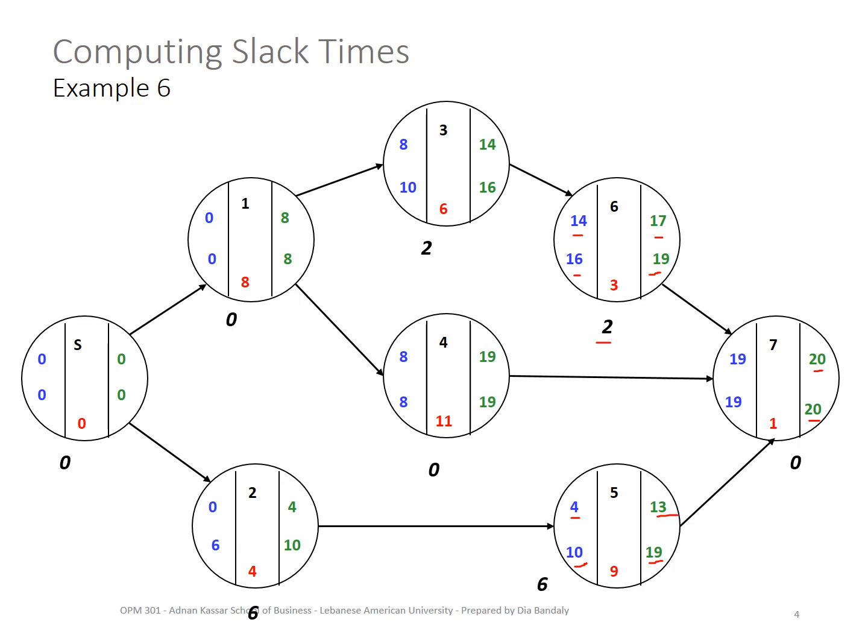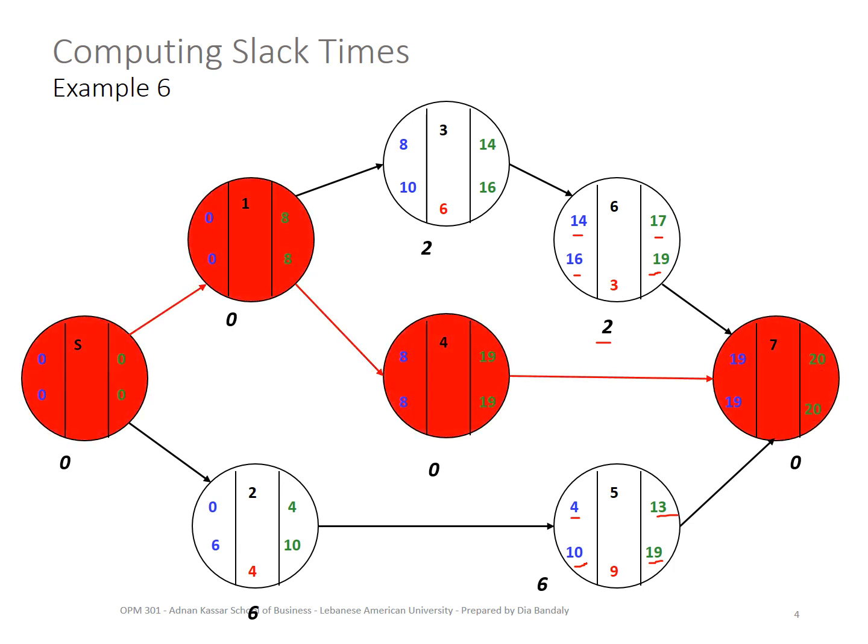So what do you notice here? You can see that there is a path that starts at the starting node and ends at the ending node and consists of all activities with 0 slack. So here we go, we found the critical path.